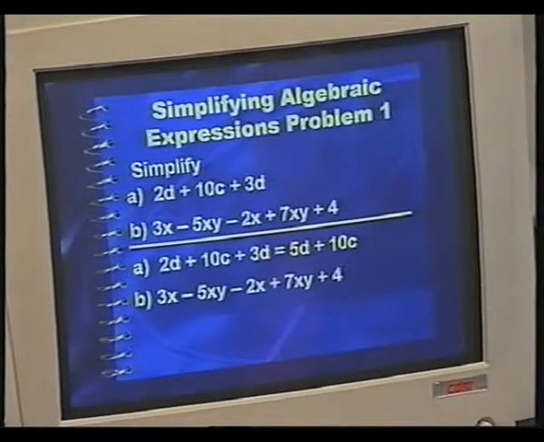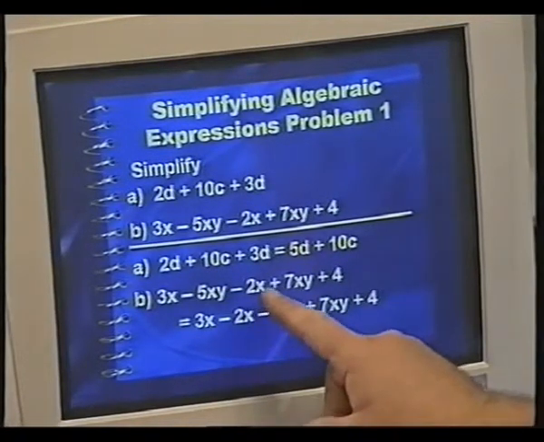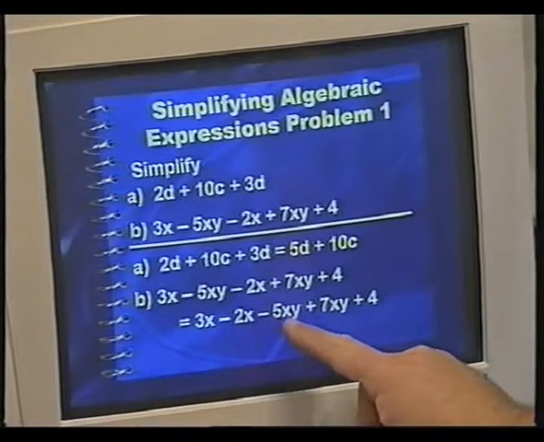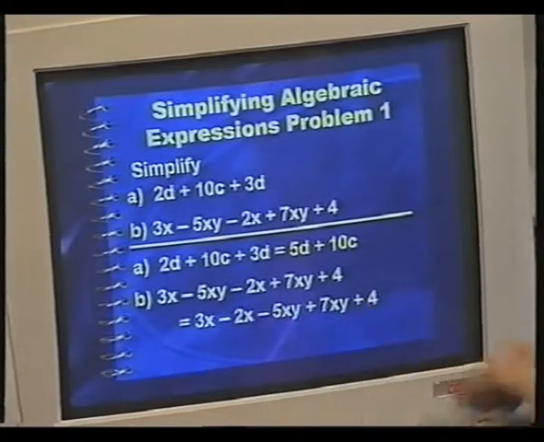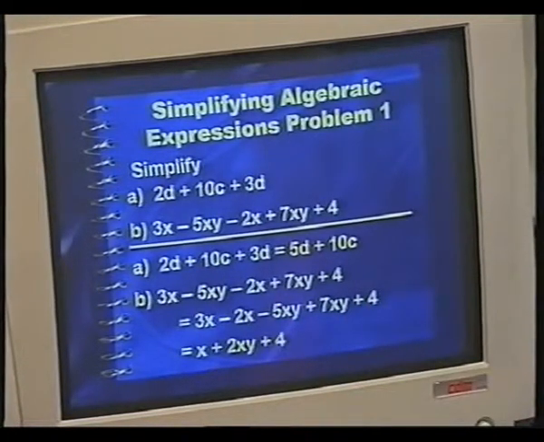In the next problem, 3x minus 5xy minus 2x plus 7xy plus 4. There is a 3x and a minus 2x. I can combine those two there. Can't do anything with the 4. And so the final simplification is x plus 2xy plus 4.